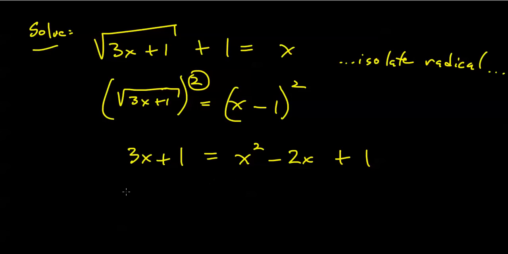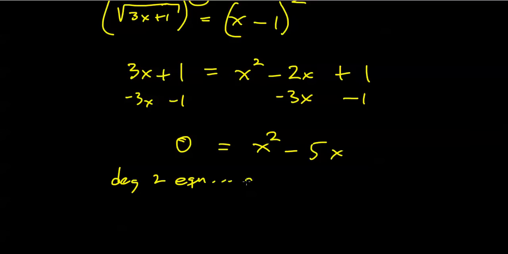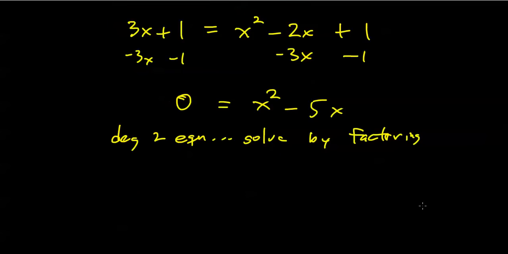Alright, clearly I've got a degree 2 equation brewing here. Let me get it in standard form. In other words, I'll get everything over on the left-hand side. I'll subtract 3x and subtract 1 from both sides. I'll get a 0 on the left equals x squared minus 5x on the right. Alright, we still need to solve. We still need solutions for x. This gives me a degree 2 equation, which I can solve by factoring, right? We did this before in chapter 5, which of course will be included in the next test.